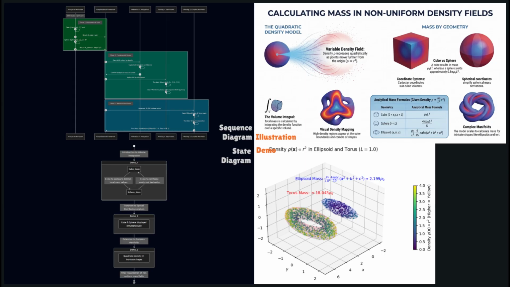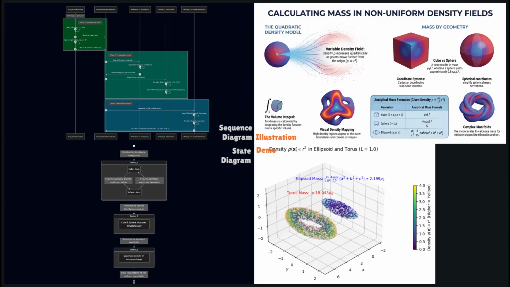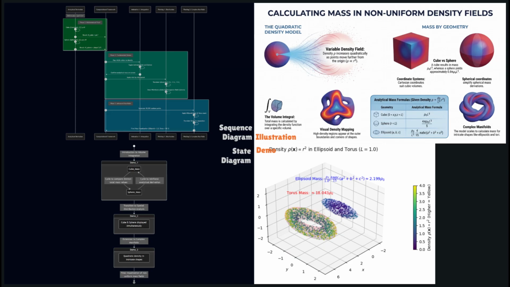Finally, the state diagram guides the viewer through the implications of these laws, showing that while a cube and a sphere might share the same underlying density field, their unique boundaries result in vastly different physical characteristics. This synergy ensures that the project is not just a collection of demos, but a structured exploration of how matter fills the dimensions of our world.